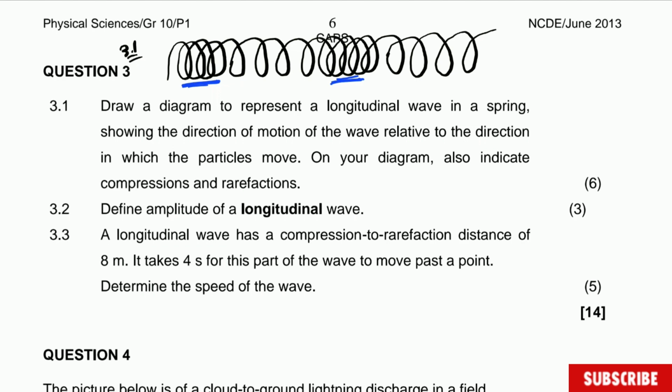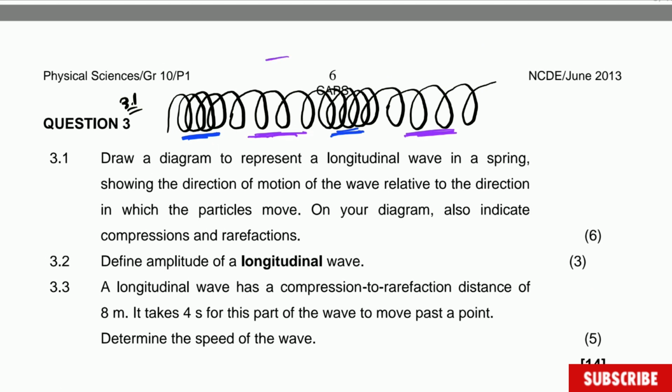And there must be regions or parts in that spring, like this one here, where the spring is far apart, which is the rarefaction. They don't say indicate which one is the compression and rarefaction, but they say indicate the direction of motion of the wave. For instance, this wave can be moving in that direction. Motion of, let's say, wave is in that direction. You do have to indicate that one.